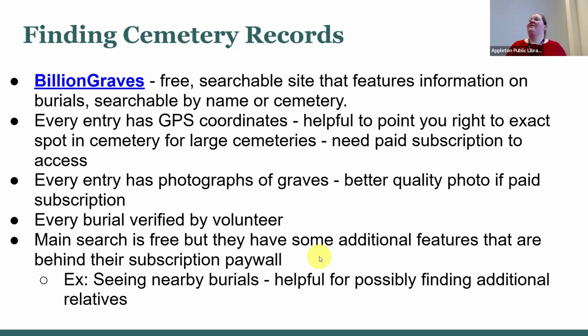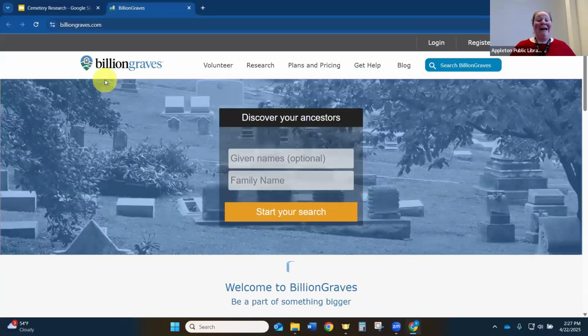So if you want to see, for example, what nearby burials there are to your ancestor, which is really helpful in finding those additional relatives, that's a paid subscription thing. You have to be able to pay the subscription in order to see it. So we'll go into the site and I'll show you quickly what that looks like. I don't have a paid subscription to it, so I'm just going to show you what you get for free.